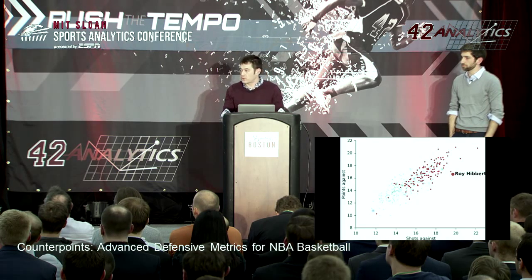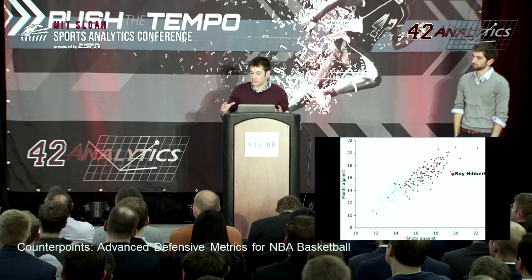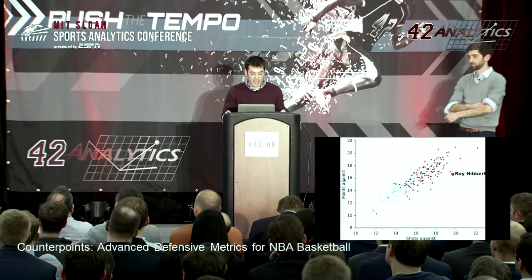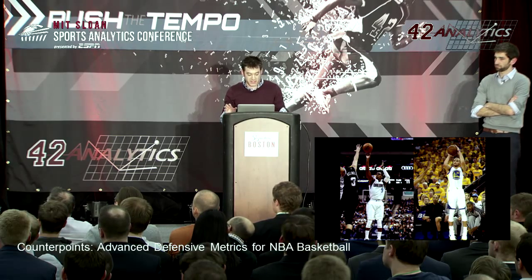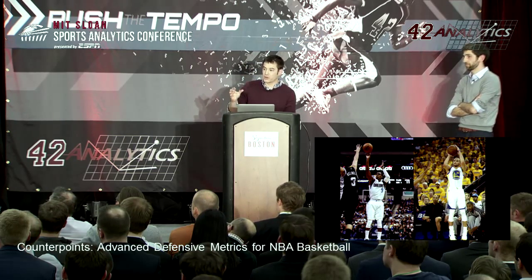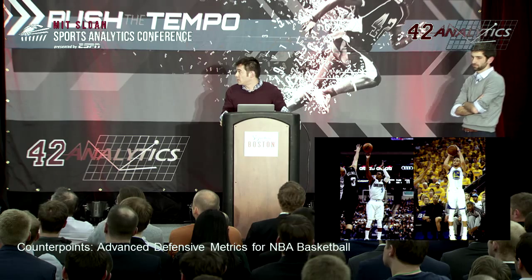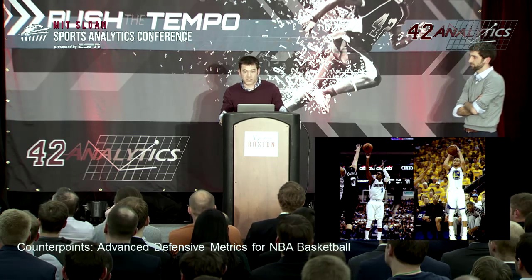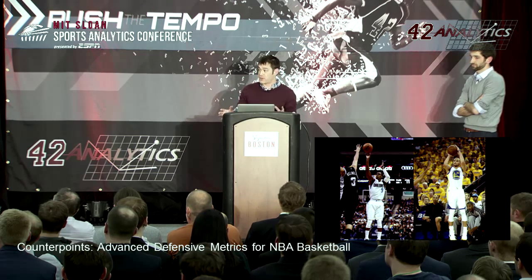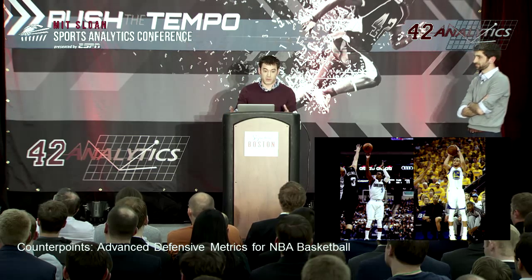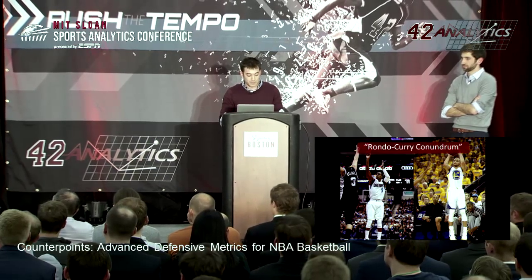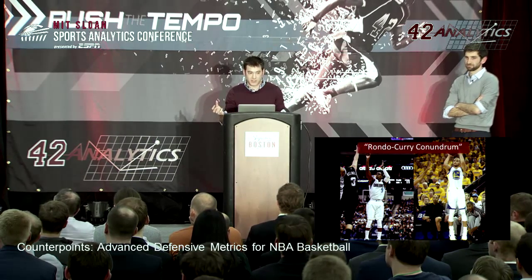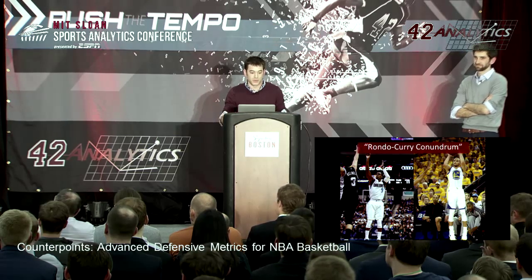But so far, these have only been summaries of observables, and we seek to do better than that with defensive metrics. So for instance, if you're guarding Rajon Rondo all night and he goes 2 for 5 from the three-point line, what does that say about your defensive performance that night? And similarly, if you're guarding Steph Curry and he goes 2 for 5 from the three-point line, what does that say? Something different about your performance that night.